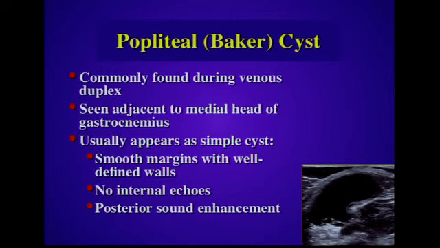Typically, the popliteal cyst is termed the Baker's cyst, and this occurs when it's seen adjacent to the medial head of the gastrocnemius. In this location, popliteal cyst or Baker's cyst are synonymous terms. And as I mentioned, they're commonly found during our venous duplex studies. The classic popliteal cyst will appear as a simple cyst with smooth margins, with well-defined walls, no internal echoes, and good posterior sound enhancement.